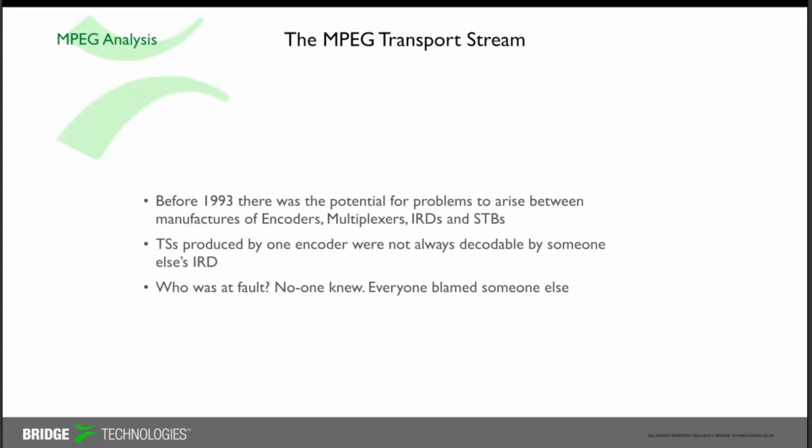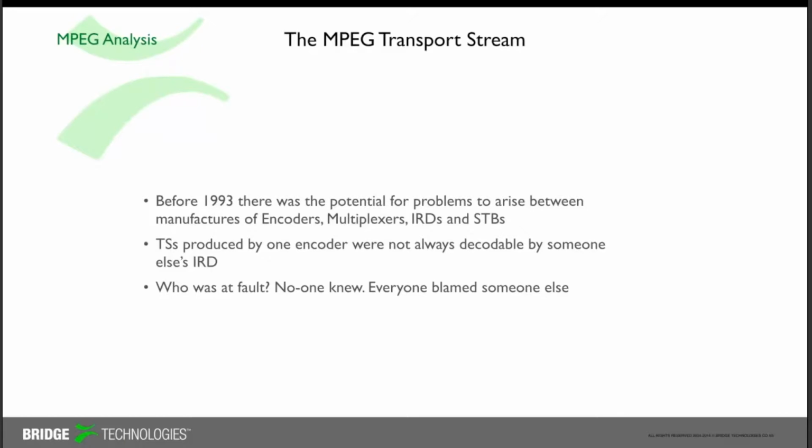IP testing can only show us so much. If we want to look inside the MPEG transport stream and see how the behavior of the MPEG transport stream is, then we need to do something else. We can't use the IP testing, so we use ETR testing. Now, ETR testing's been around for a long time. 1993, in fact, was when it was first introduced by ETSI.